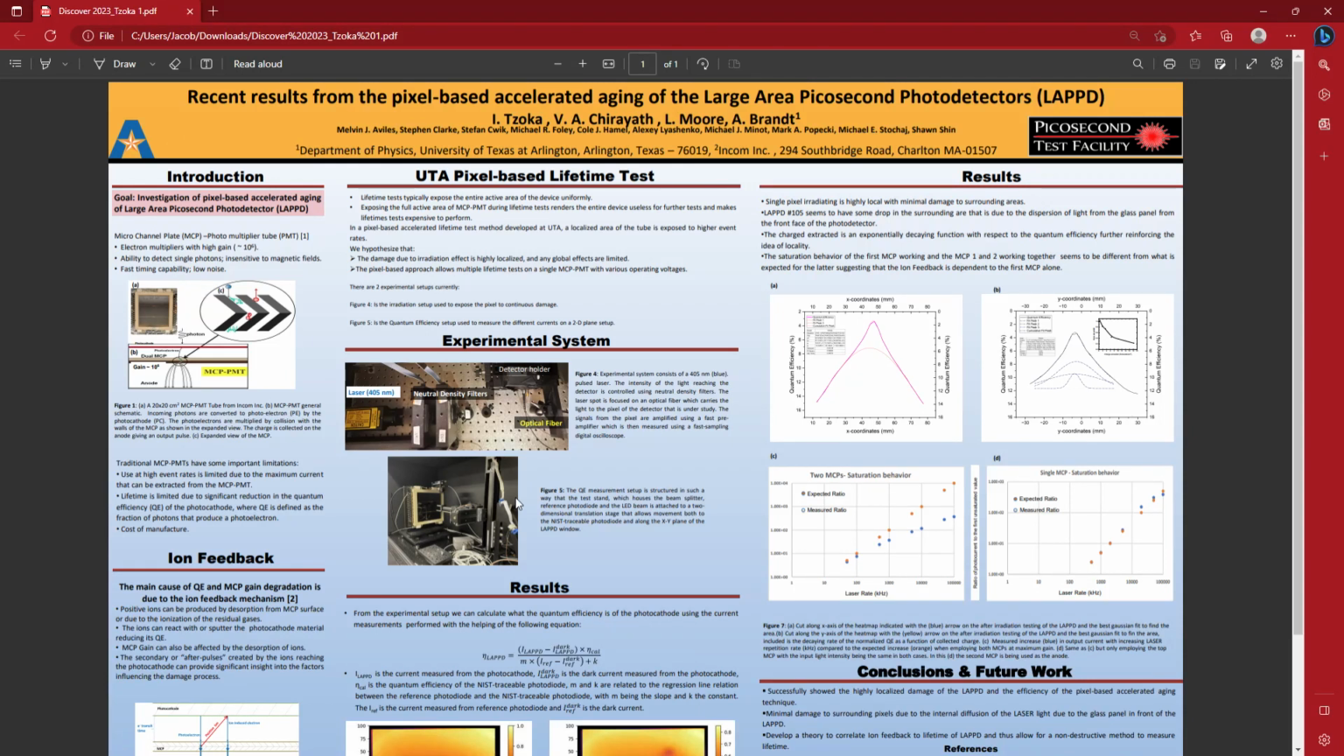Hello, my name is Iakovos Tzokas, and I'm honored to share the findings of the picosecond test facility at UTA under the direction of Dr. Brandt. Specifically, I would like to present our novel pixel-based accelerated aging detection method using the large area picosecond photodetector, or LAPPD, developed by Inc.